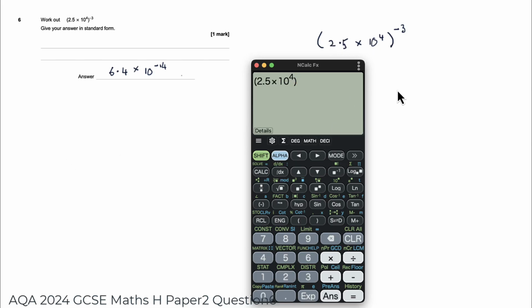I can now press my raise to the power button again, and up pops another box, this time for the index negative 3. So press the negative button and then 3 and then equals, and I get the same answer as before. So various methods of dealing with this on your calculator. You use the method that you find easiest.